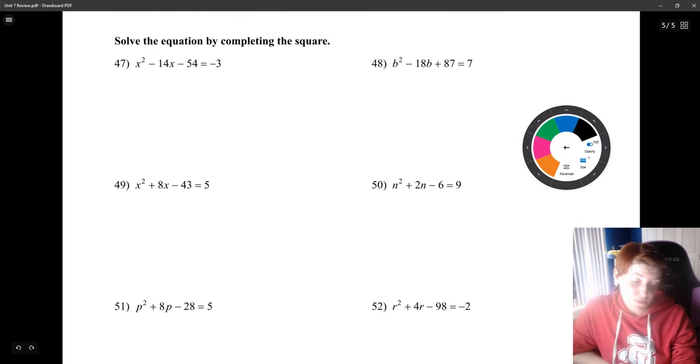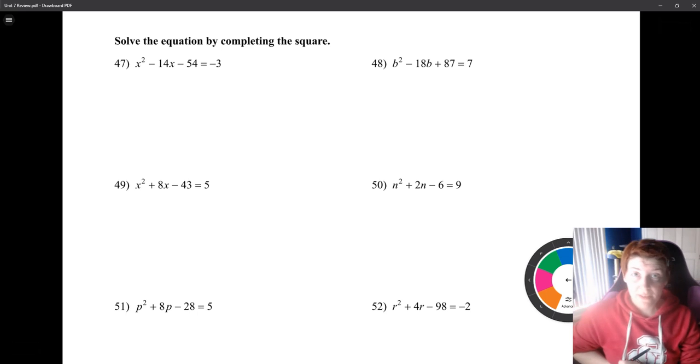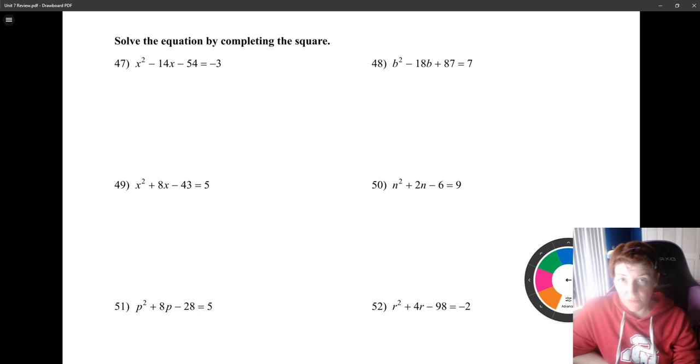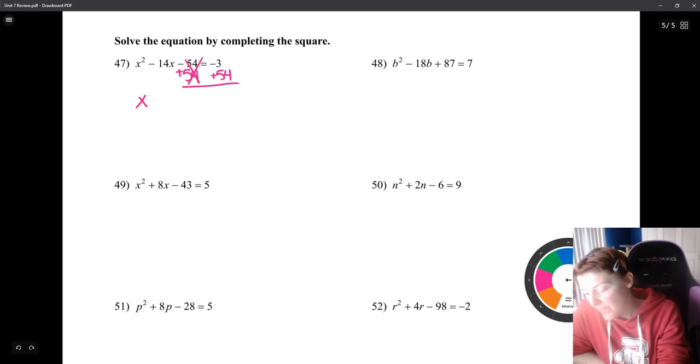All right, so this one's going to be our longest problem, I think. We're going to solve by completing the square. So when we want to solve by completing the square, the first thing you have to do is get all of your x's on one side and all of your flat numbers on the other side. So I have a flat number 54. I'm going to add that to both sides to get my x by itself. So -3 plus 54, that's 51.